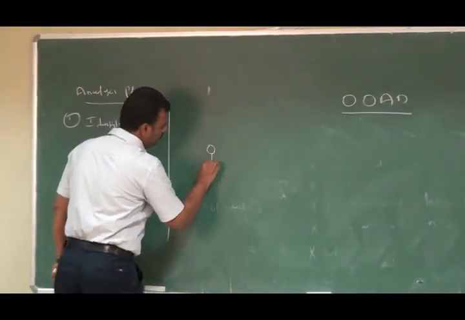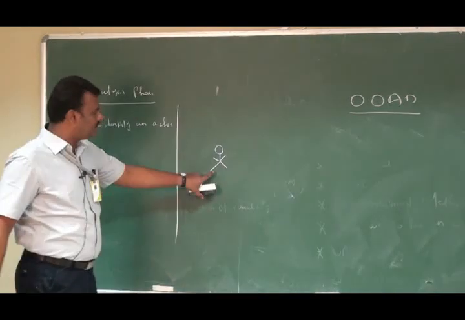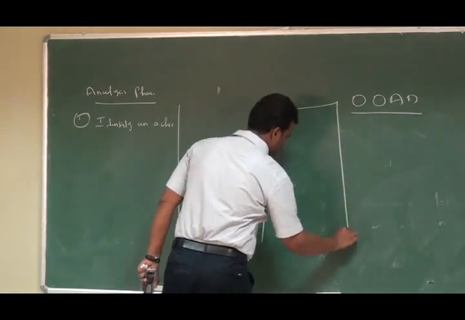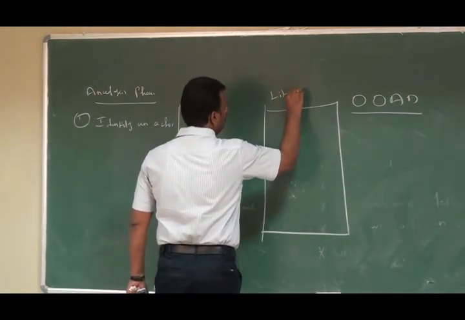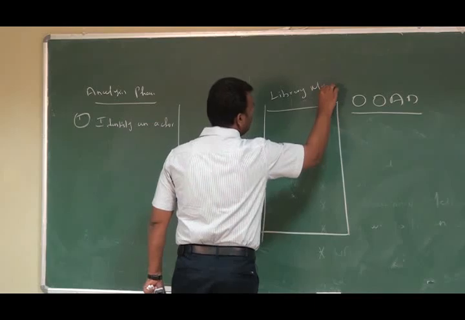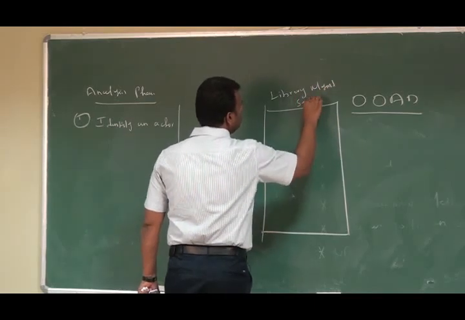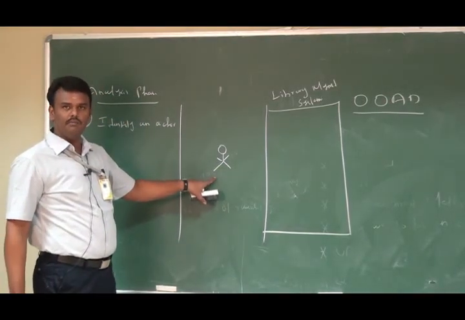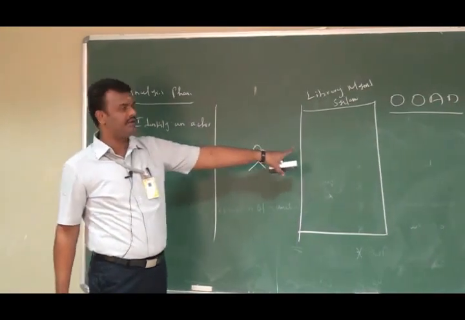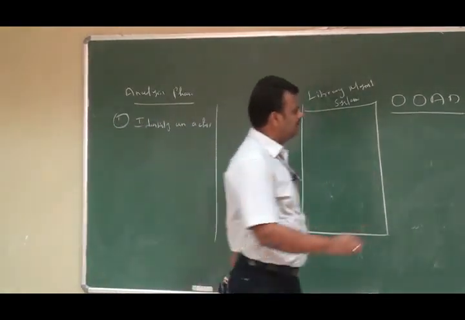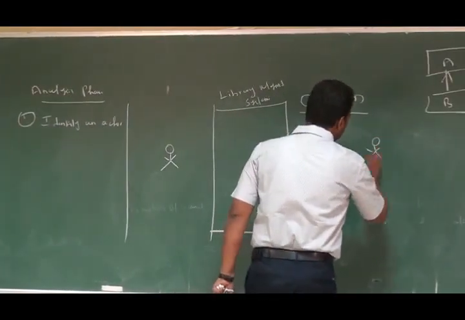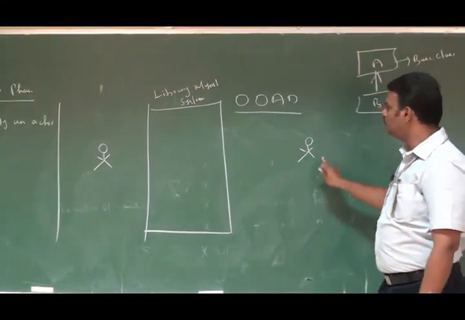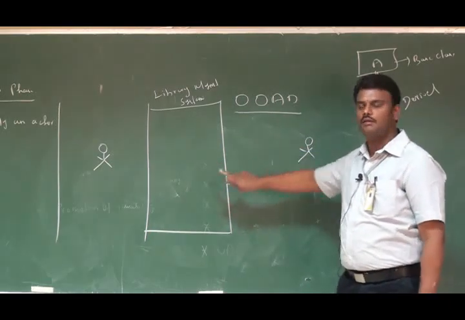For example, how to represent an actor? This is the way to represent an actor. For example, the library management system. Who are the actors in the library management system? The first one, the library member. The member is going to use the library management system. Then the circulation clerk. What is the purpose of the circulation clerk? The circulation clerk is going to check the ID cards. So the circulation clerk also uses the library management system.